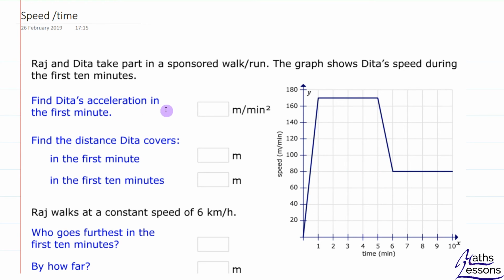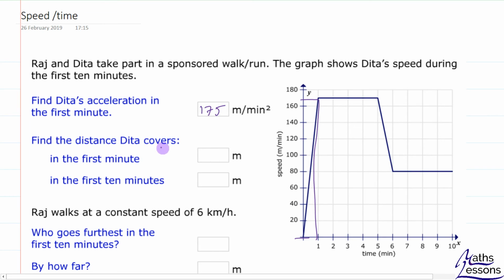So the acceleration is going to be the gradient, and the gradient is going to be 175 divided by 1. And 175, because that's how fast they got to their speed. So the change in y is 175, in 1 second, so 175 divided by 1. So it's 175 meters per minute squared. This axis is meters per minute, and this one is time in minutes.